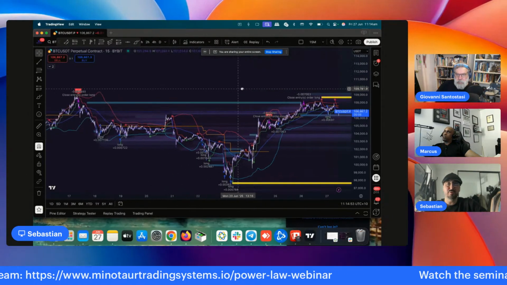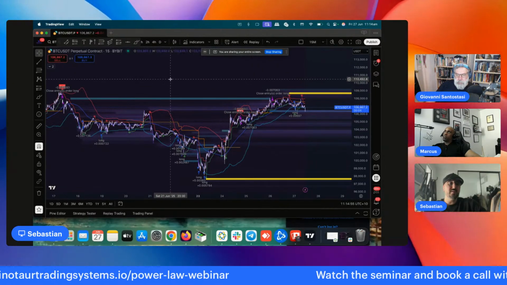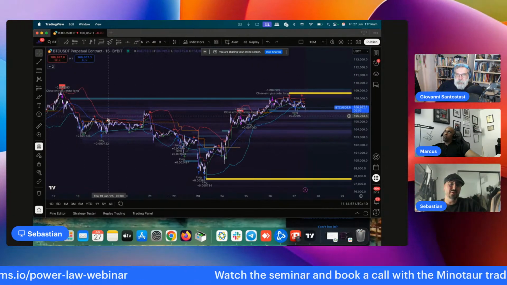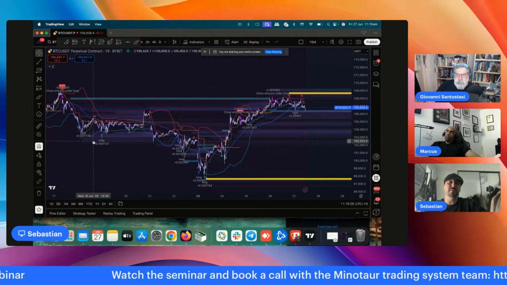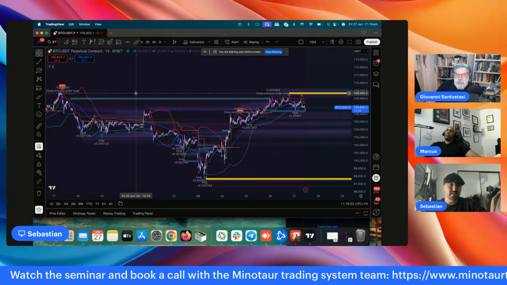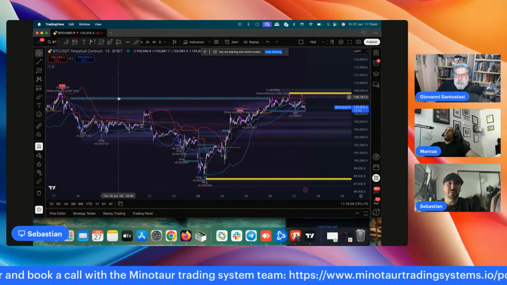Beyond that, a lot of the reasons the algorithm is able to perform so well is, as you can see here, one, it's got very powerful buying capability. So its entries are very, very good.